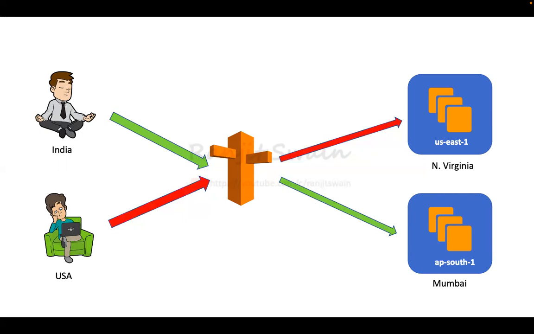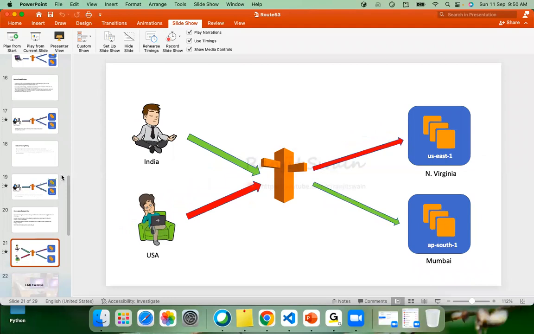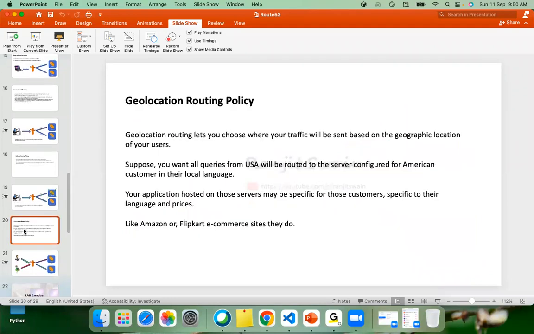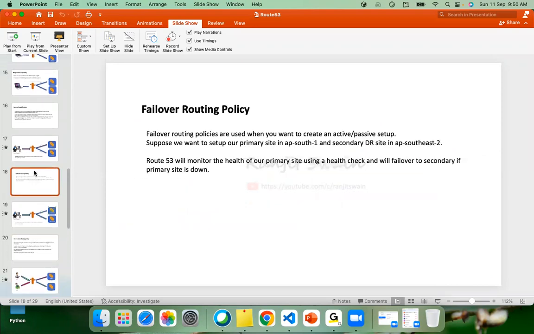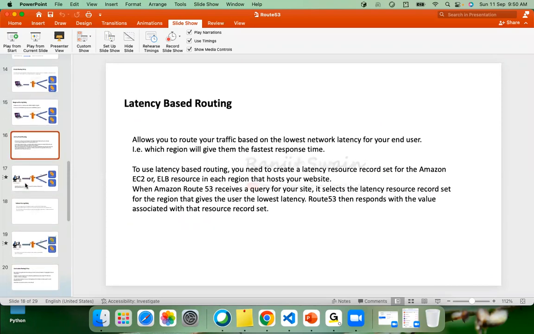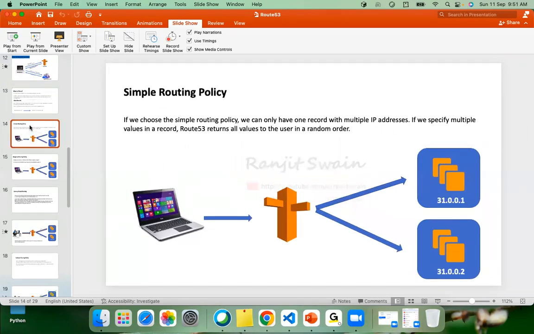Okay, that's all about routing policy. What are the routing policies? Geographical routing policy, failover routing policy, latency based policy, weighted routing policy, and simple routing policy. Now let's do one lab exercise of one of the policies, then the rest will be homework, a task for you, and you have to do the setups.